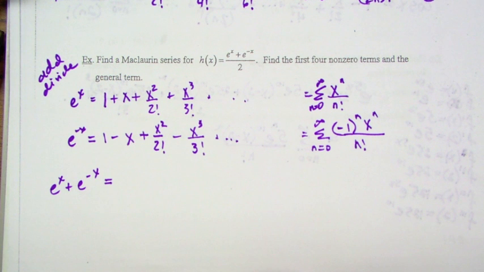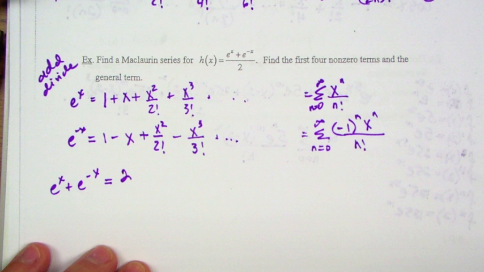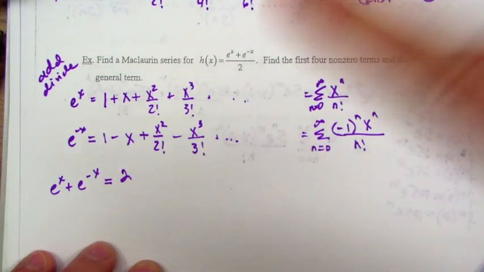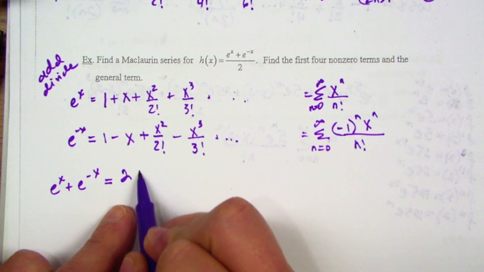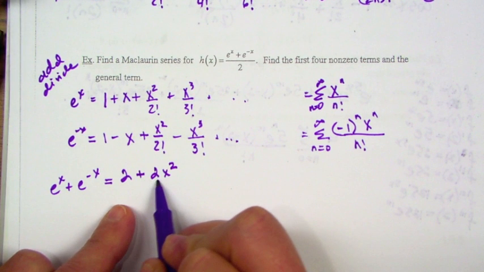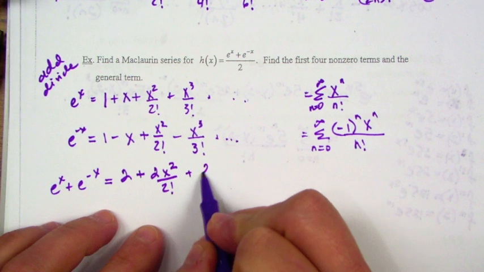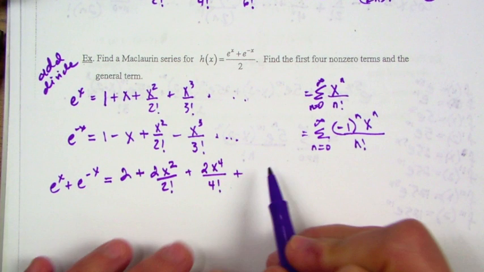Okay, so when you add them together, what are you going to get? 2. What's going to happen to every odd power? It's going to cancel out, right? Every single odd power is going to cancel out because of that chain rule in e to the negative x. I need 4 terms. I'm going to have 2, and then I'm going to have what? 2x squared over 2 factorial plus 2x to the 4th over 4 factorial plus 2x to the 6th over 6 factorial.